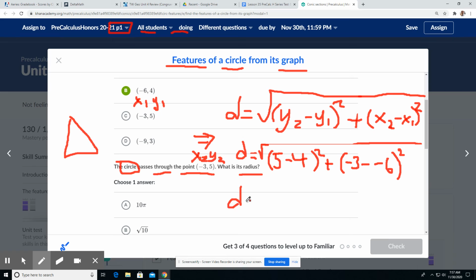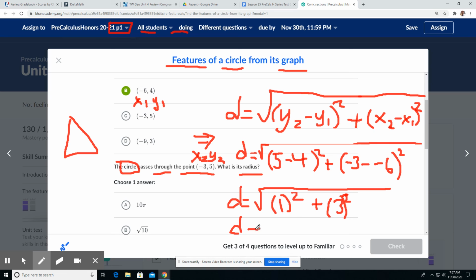All right, so we're just going to simplify now. Order of operations: do what's inside the parentheses. 5 minus 4 is 1, and that gets squared, plus -3 minus -6. A negative and a negative make a positive, so that's -3 plus 6, which is +3 squared. I didn't have a parenthesis here, but if it was negative, I would definitely be required to have one. So let's just put it there anyway. I don't need it, but let's make it perfect.